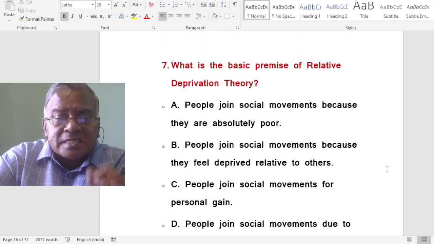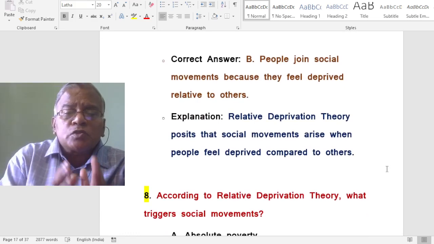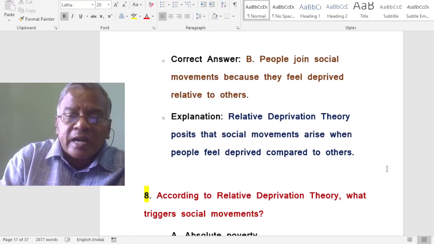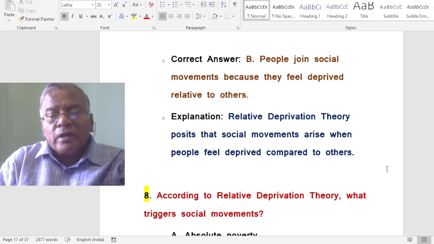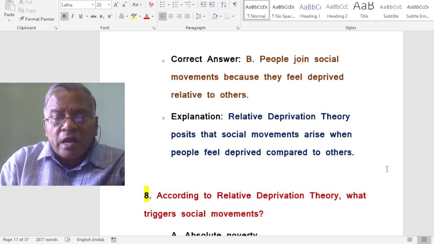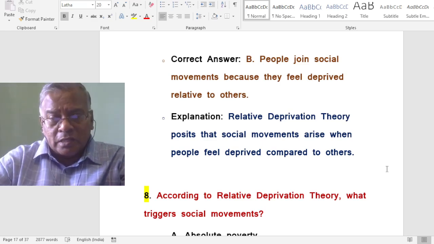So, what is the basic premise of relative deprivation theory? That is, people join social movements because they feel deprived relative to others. Relative deprivation theory holds that social movements arise when people feel deprived compared to others.